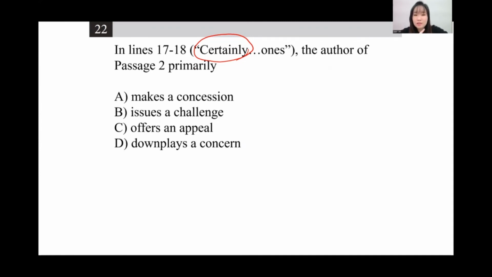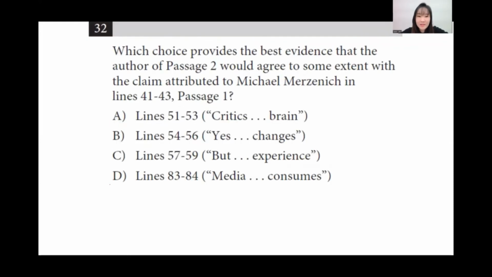And this one is a little bit tricky because they are using another version of the word concede, which is concession. It's actually the same word, right? Concede, concession is the same word. That is why A would be the correct answer. And as you can see, B, C, and D do not contain the keywords. That is why B, C, and D are incorrect. We know right away that A is the correct answer, right? Okay, all right, next question.